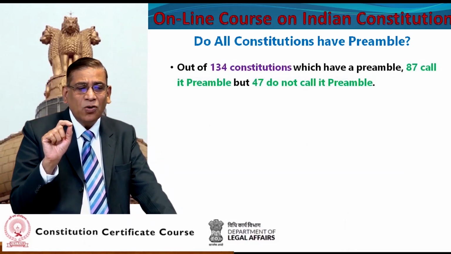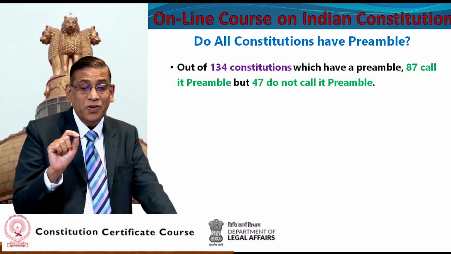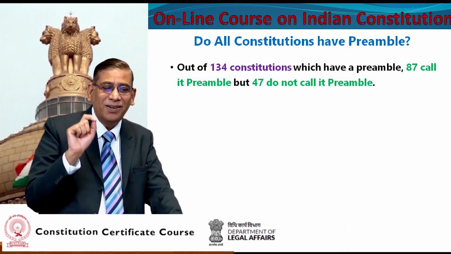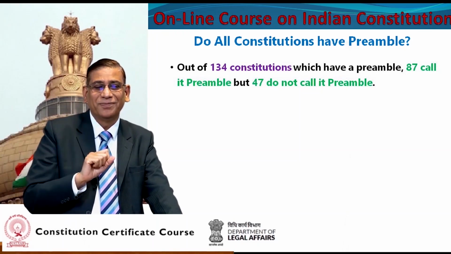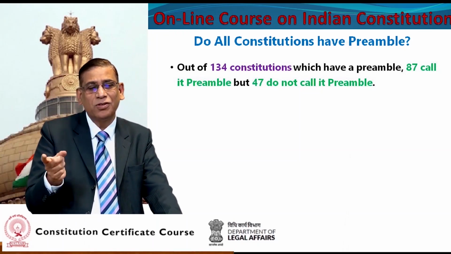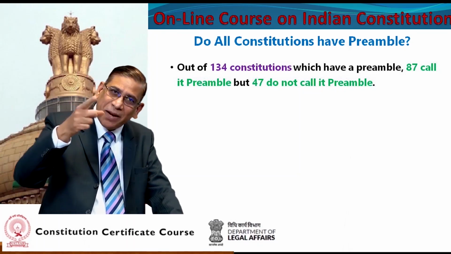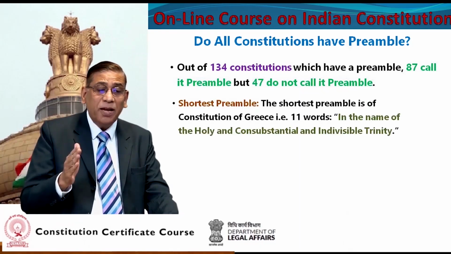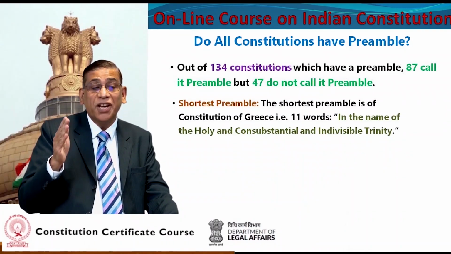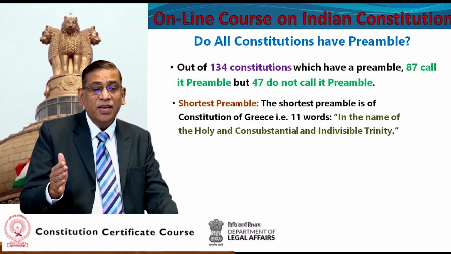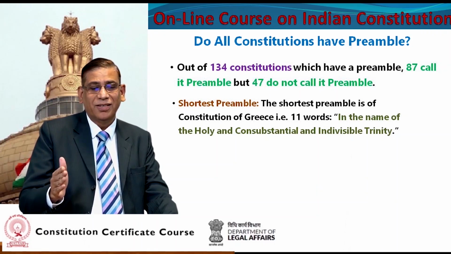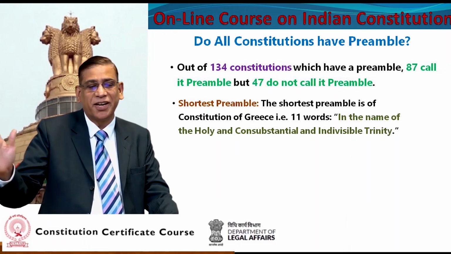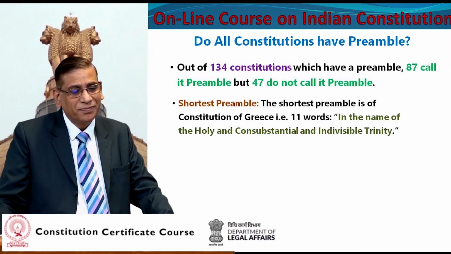Out of 134 constitutions in the world which do have a preamble, how many of them call it a preamble? 87. And there are 47 constitutions where some kind of preamble is there, but it is not called preamble. The shortest preamble is that of the Constitution of Greece. It has a mere 11 words. In the name of the holy and consubstantial and indivisible Trinity. This is how the preamble begins.